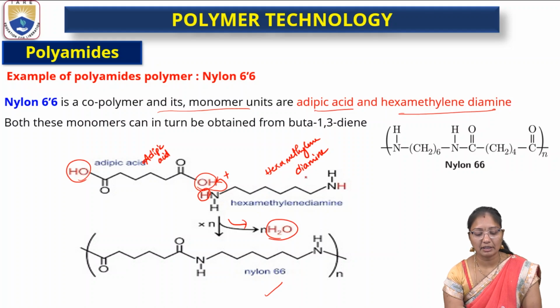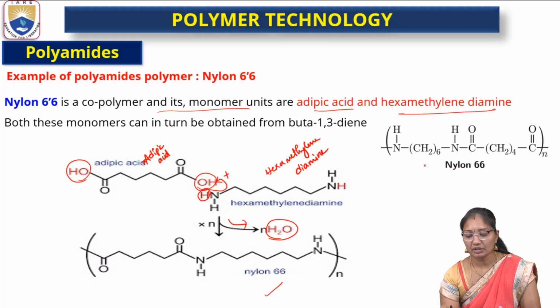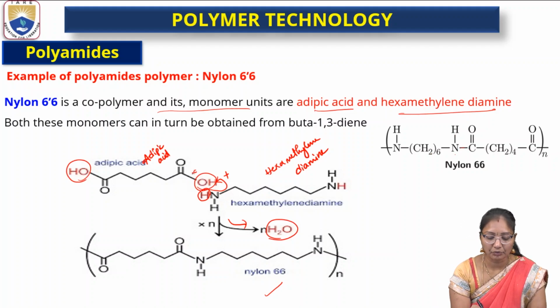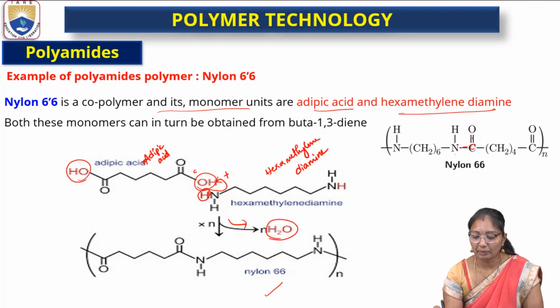Hexamethylene diamine gives hydrogen and forms the amide bonds between adipic acid and hexamethylene diamine, resulting in nylon 66 formation. So this is the unit where the NH reacts with C double bond O. Then one H2O molecule is released.